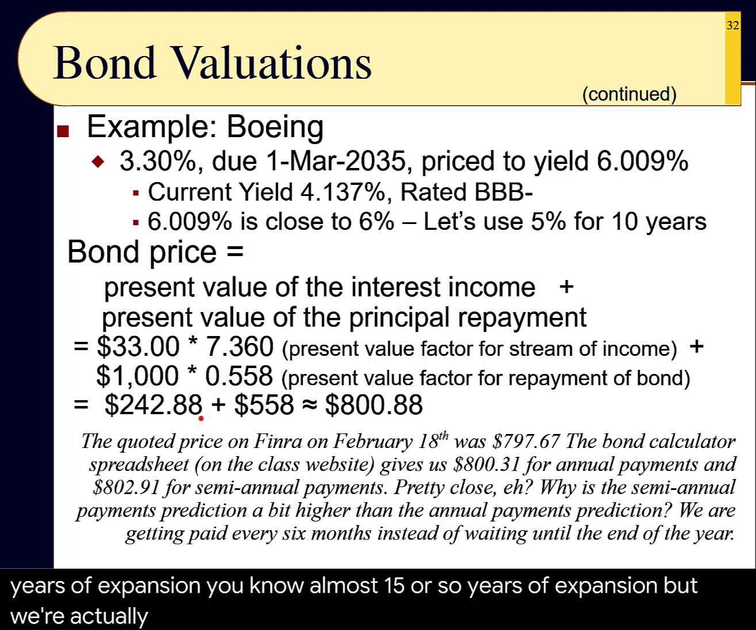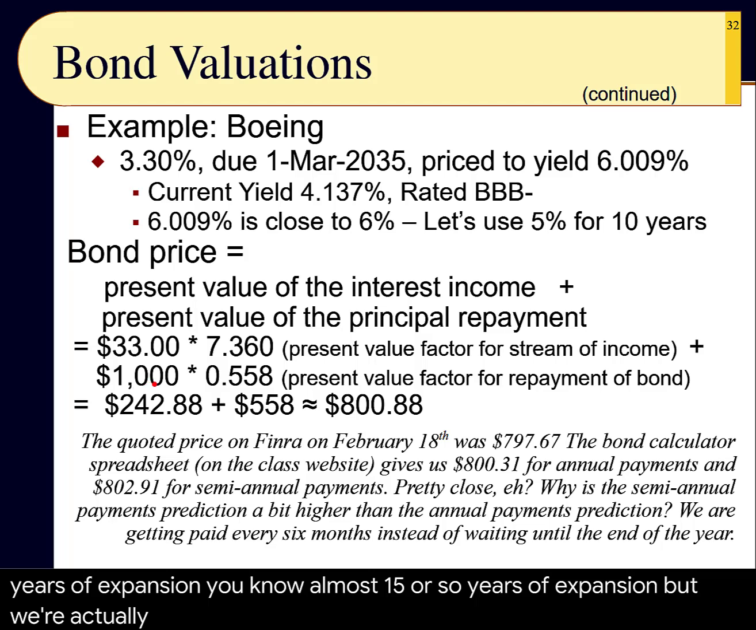Okay, so $33 times the 7.360 gives us $242.88. So think, folks, we're going to get 10 payments of $33. That's $330. But remember, what's the time value of money? It's not worth $330 today. It's actually only worth $242.88 at 6% rate of return, 6% discount rate. Hopefully you're used to that terminology by now. So we're getting $242.88 worth of interest over the next 10 years today.